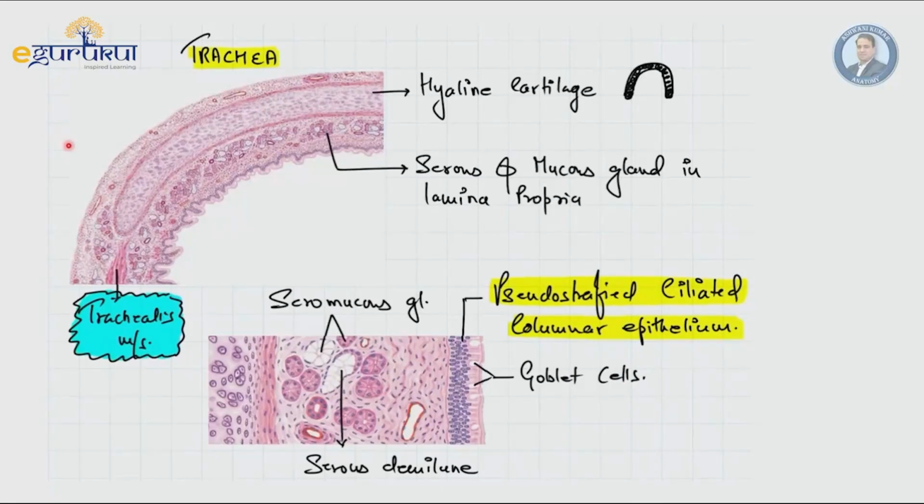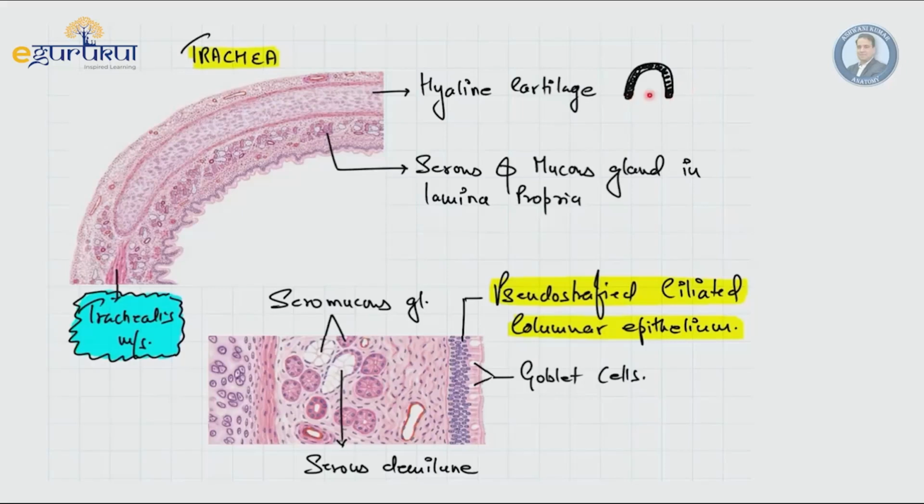Now, what are the features in the trachea that are to be noted? You see that a continuous band of hyaline cartilage will be seen. That is a C-shaped cartilage, as we all know, a feature of a trachea. And this hyaline cartilage is not broken into pieces. It's one continuous C-shaped or D-shaped, whatever you call it, hyaline cartilage. The reason it is C-shaped is that the esophagus is present behind it. If it were a complete circular cartilage, it would be compressing the esophagus as well.